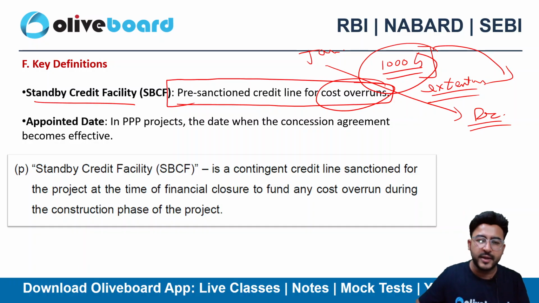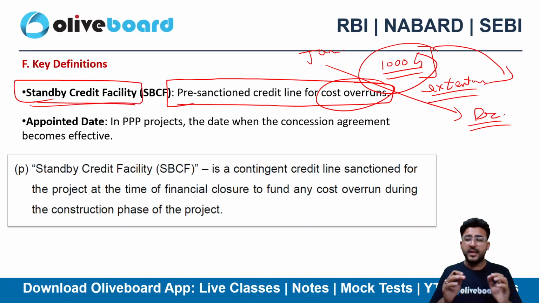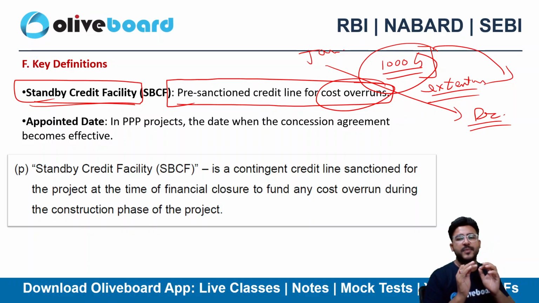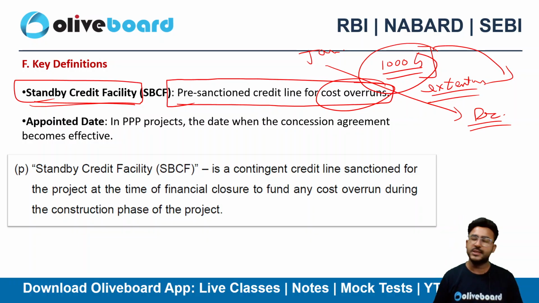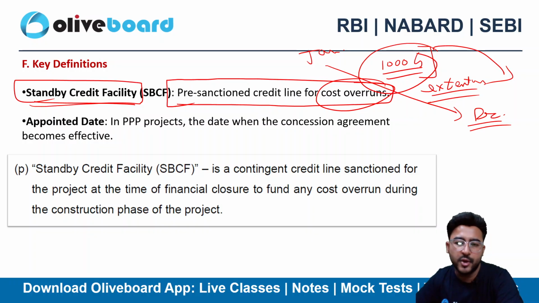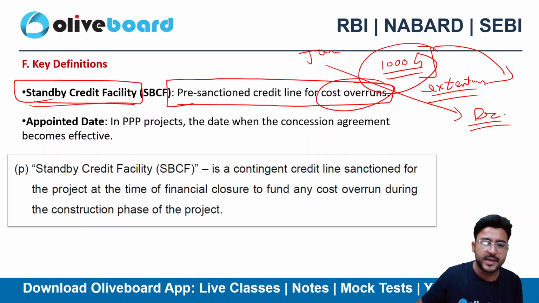So there will already be a standby credit facility. This circular, this direction has been drafted in such a great manner, I will say. Beautifully they have drafted this particular circular or direction, right? They have considered each and everything practically. So let's suppose if due to that extension my loan went from 1000 crore to 1100 crore. So there is a standby credit facility as well, right?